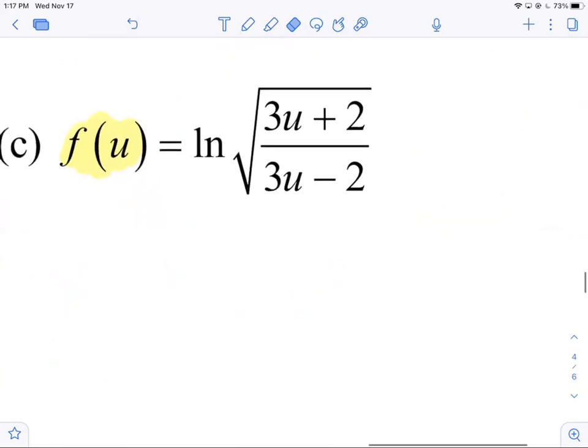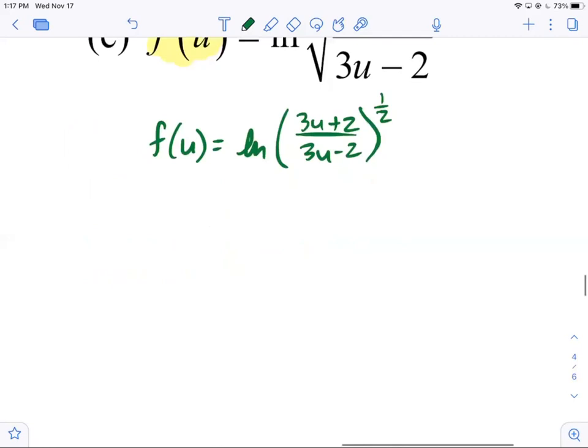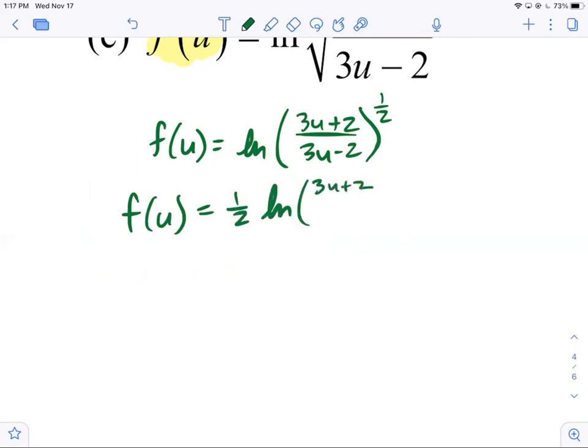So let's rewrite this before we take the derivative. F of u is the natural log of that entire quantity to the what power? One half. Now I can bring the 1/2 out front, and this is still f of u. So that's 1/2 times the natural log of (3u plus 2) over (3u minus 2).